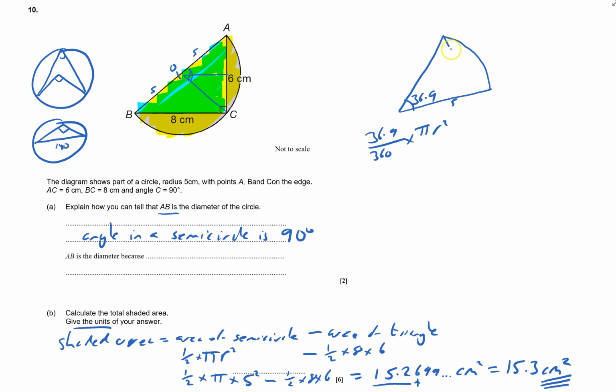But if I wanted this area here, then I would need to take away the area of a triangle, which is a half times two sides multiplied together, so a half of 5 times 5 times the sine of the angle between them, 36.9. So there are other ways of getting it. The answer is 15.3. This is certainly the quickest way, but you could do it like this. And that's question 10 done.